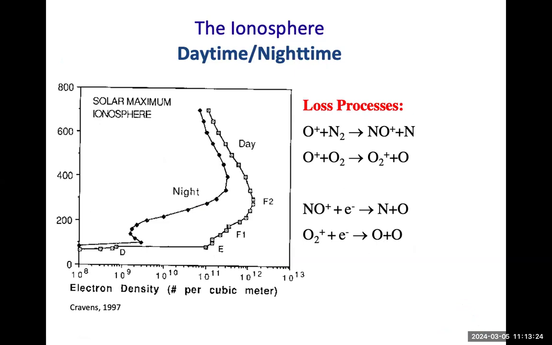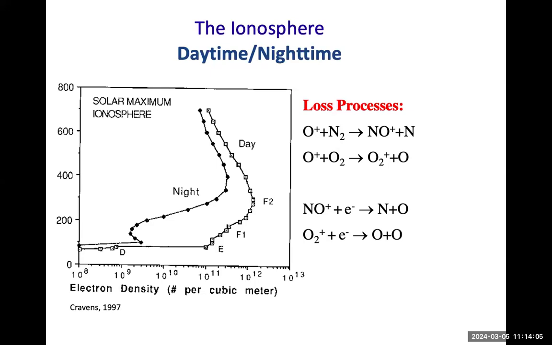And I already talked about this: O+ and the molecular species in the neutral densities. O+ + N2 creates NO+. O+ + O2 creates O2+. But this might not be the end of the reaction. NO+ then, for example, can recombine with an electron to create N + O. So it loses its charge, and similarly, O2+ can recombine with an electron to create two atomic oxygen atoms.